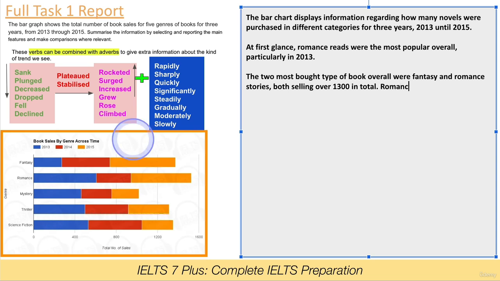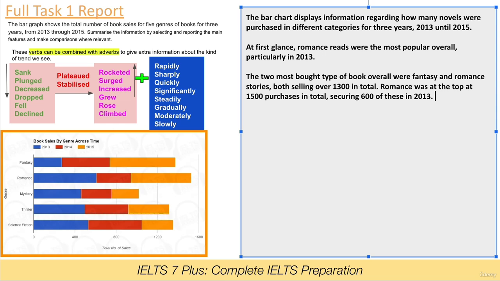Okay, so romance was at the top at 1,500 in total, securing 600 of these in 2013.